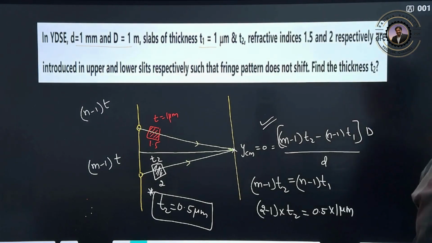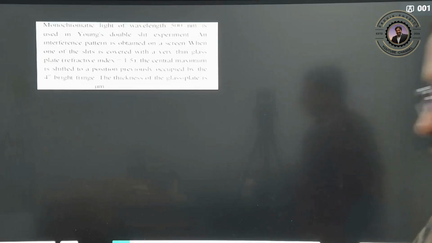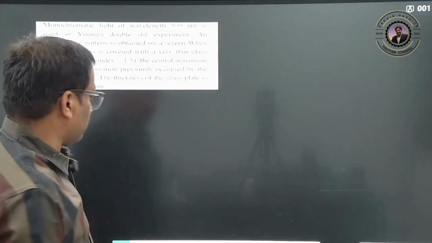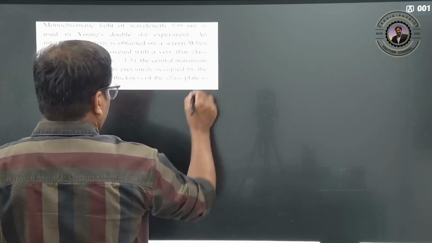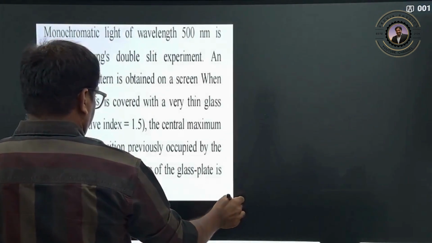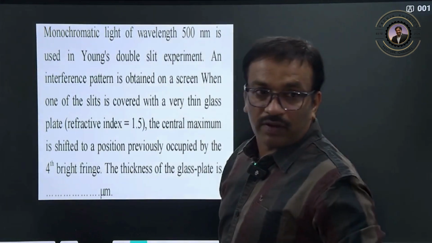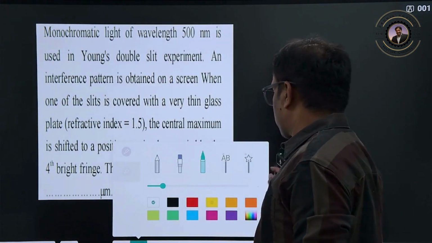So go through it. We'll see some more questions now. We'll see one more question. This is one of your JEE Main questions. If it is not visible to you, no problem, just concentrate on my words.